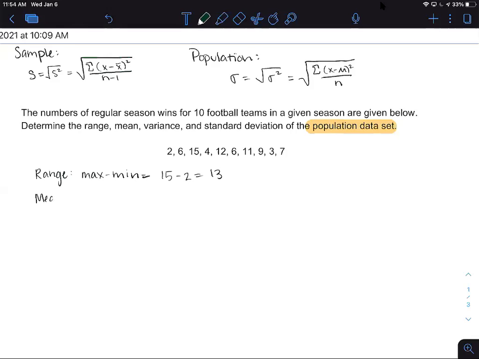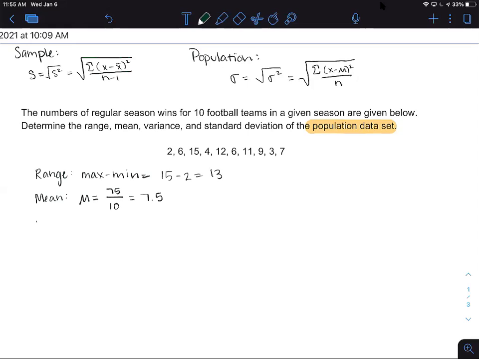Mean, we reviewed this yesterday, or I guess 2 days ago. Are we going to be using x bar or mu for this one, since we're finding population? Anyone remember? Mu. So mu equals, if you add all these up, you're going to get 75. Divide by the 10 numbers that there are. So our mean is 7.5.